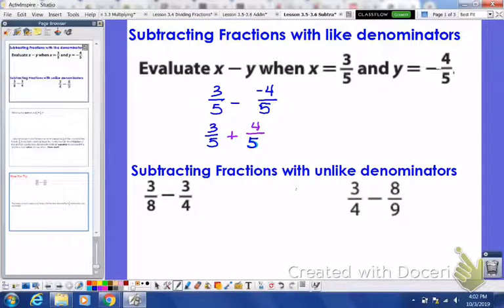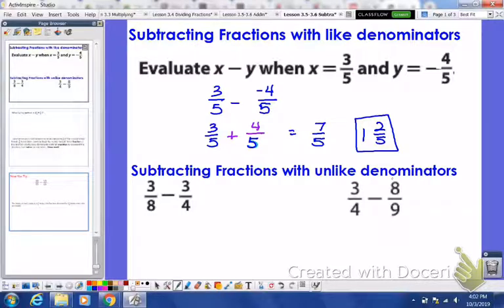We have like denominators, so we can add just like we did in the last section. So 3 plus 4 gives us 7/5. And just like every other lesson in this chapter, we don't want to leave them improper. So 5 goes into 7 once, remainder of 2. So 1 2/5.